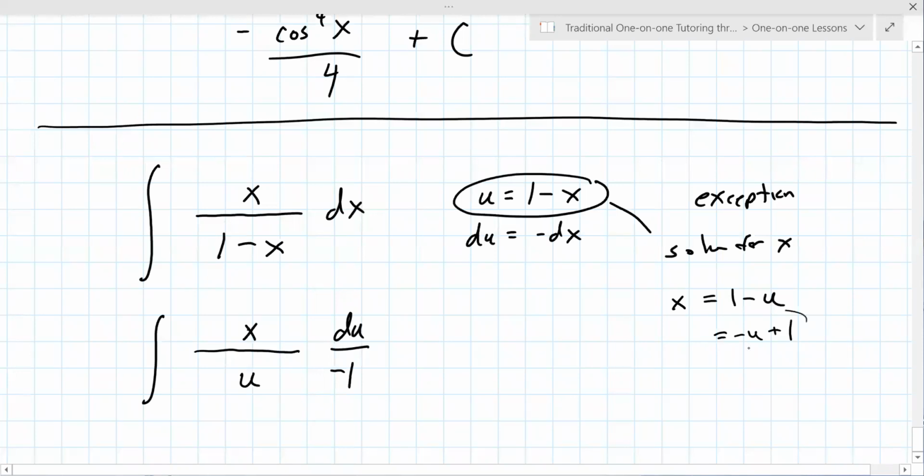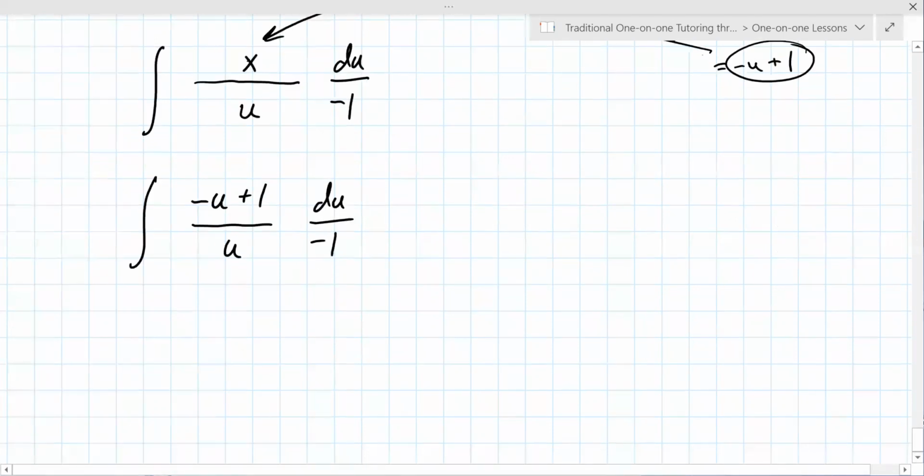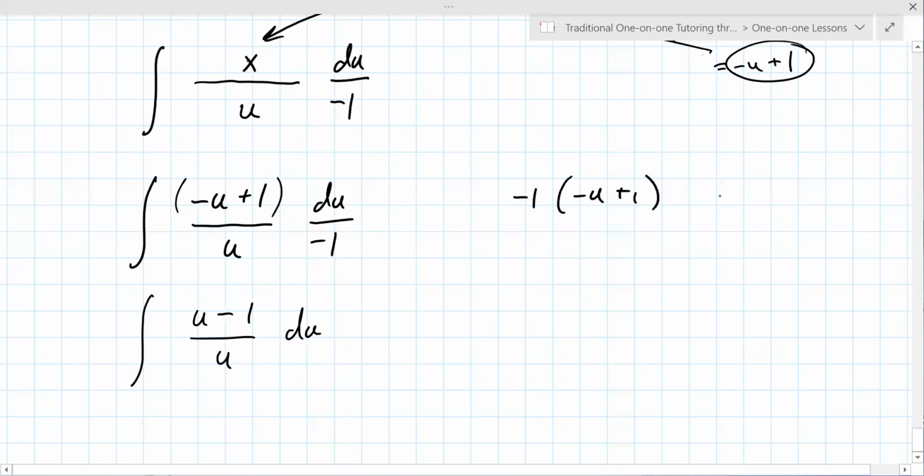So now that goes up here, and you will see how this actually worked. Maybe it won't at first glance, but minus u plus 1 over u. So then your u's cancel, well, you have to divide both of them. But let's deal with this negative first. So let's negate both of these top ones. So it becomes u minus 1 over u du. That's all we did there.